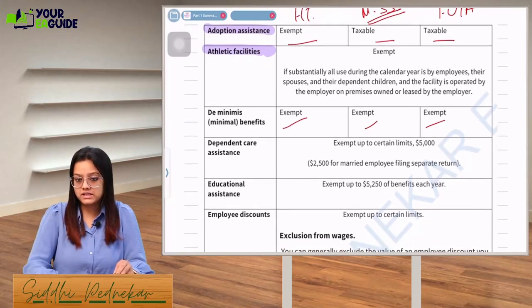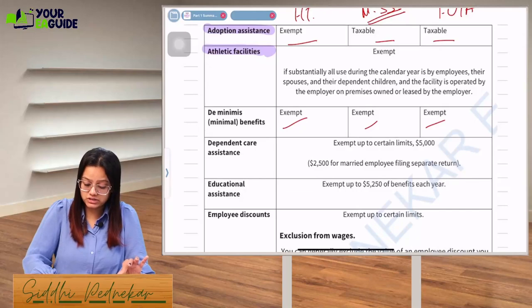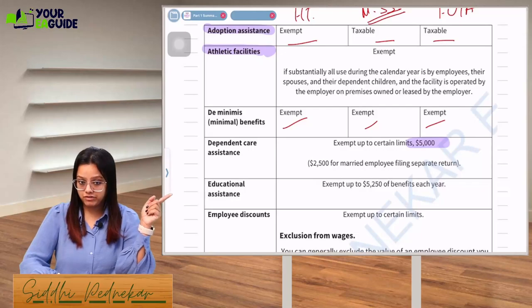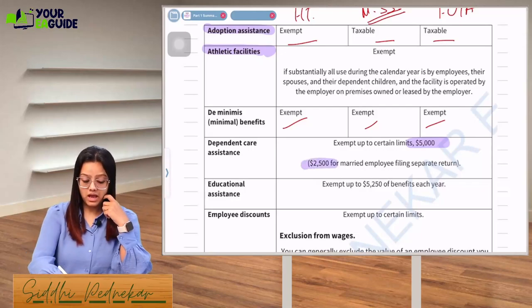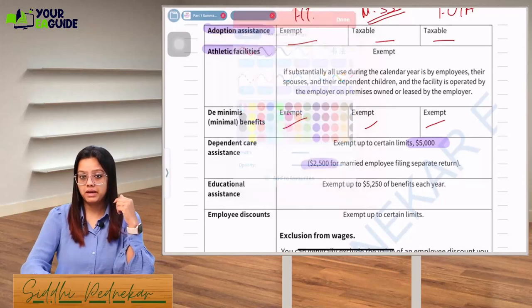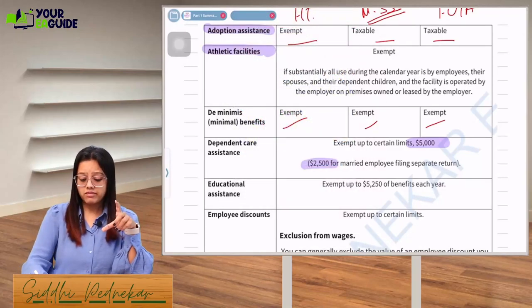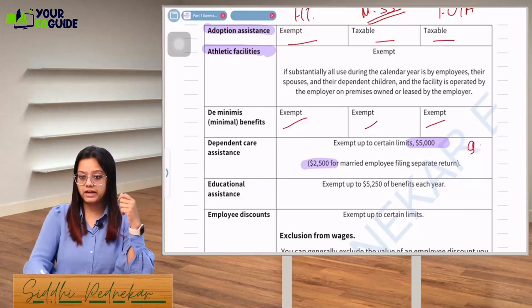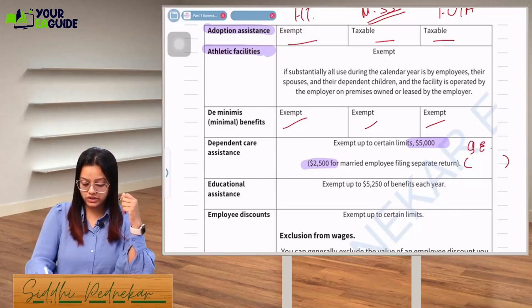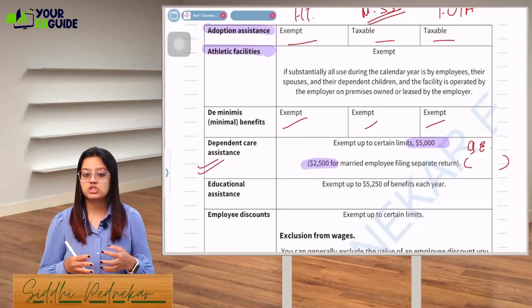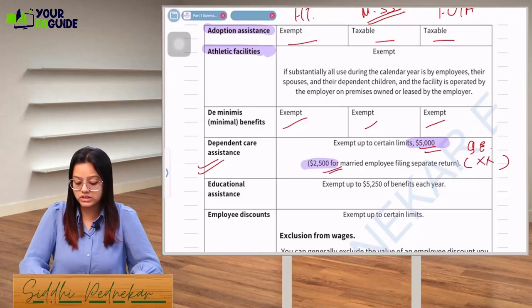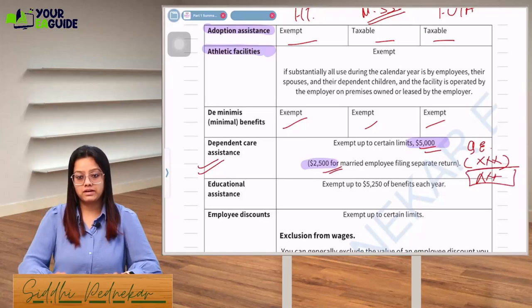Okay, dependent care assistance is exempt up to certain limit, which is $5,000. And if you remember our first session, if you file MFS, this dependent care benefit will reduce to $2,500. When you pay the dependent care expense, you remember the dependent care credit, right? All the qualified expense you will take, and you are going to reduce the dependent care assistance which has been provided by the employer to you, which is $5,000 or maybe $2,500. You are going to reduce it, and the remaining amount only will be allowed as a credit. This we have already seen.